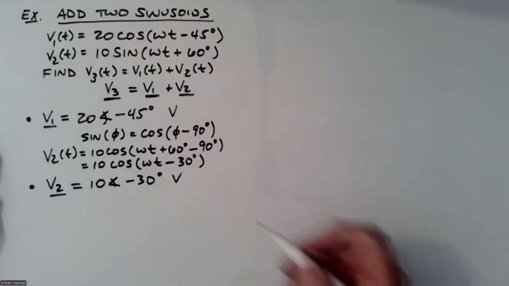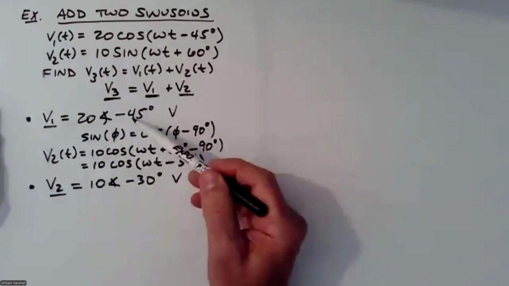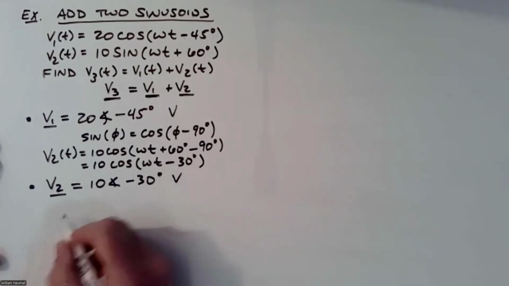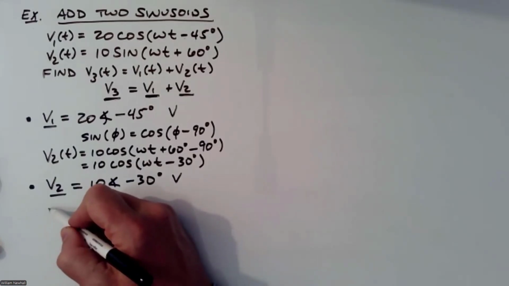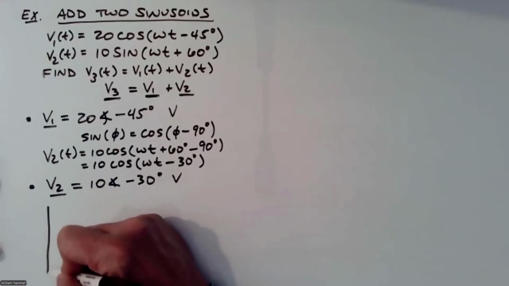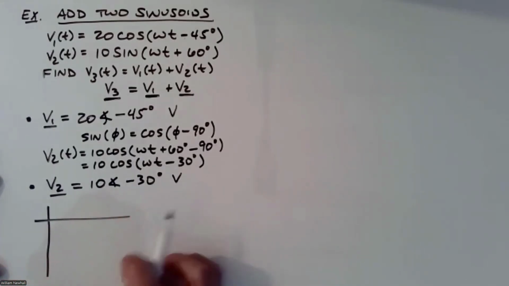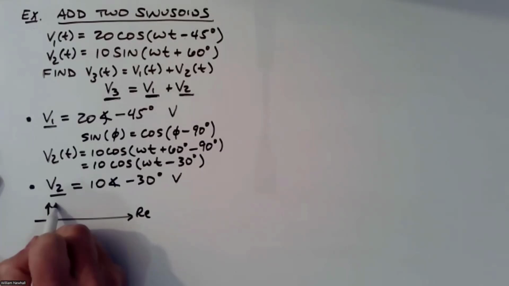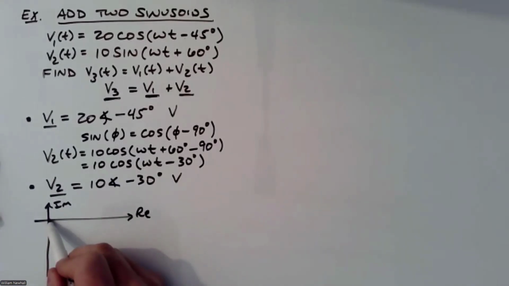And now we're going to add those together. You can visualize this as adding two vectors together. One has length 20, angle minus 45 degrees. The other has length 10, angle minus 30 degrees. Let's draw these phasors on the complex plane. I'm going to skew the origin to the upper left because we're working in the lower right quadrant. This is the real axis, and this is the imaginary axis.